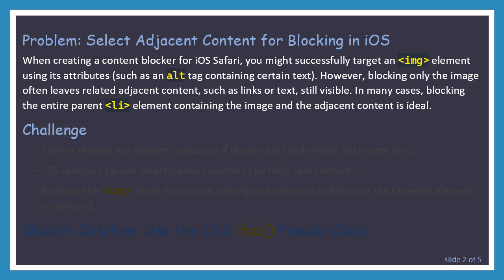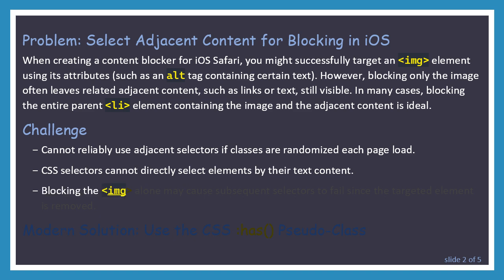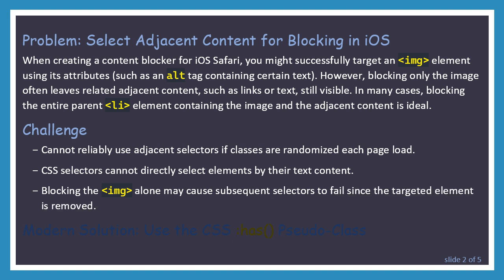Challenge: you cannot reliably use adjacent selectors if classes are randomized each page load. CSS selectors cannot directly select elements by their text content. Blocking the img alone may cause subsequent selectors to fail since the targeted element is removed.